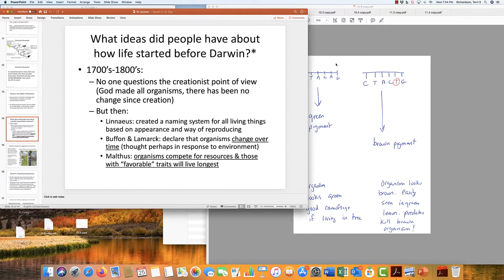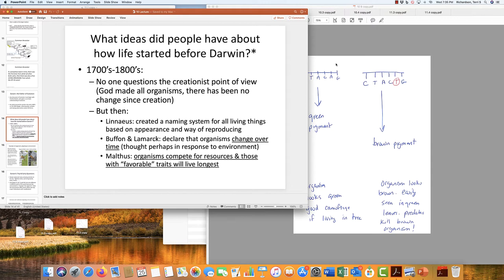So in the 17 and early 1800s, for the most part, in this world, no one questions the creationist point of view, creationism, which is that God made all living organisms, put us all here, and there have been no changes in the different living things, no changes since the first day. And that's creationism, and that's what the vast majority of people believe. Some still do. It's your right to believe whatever you want.